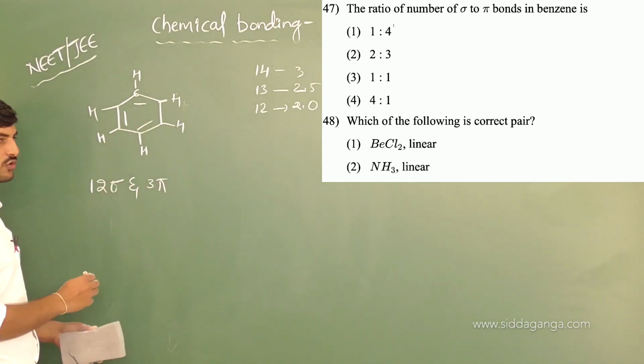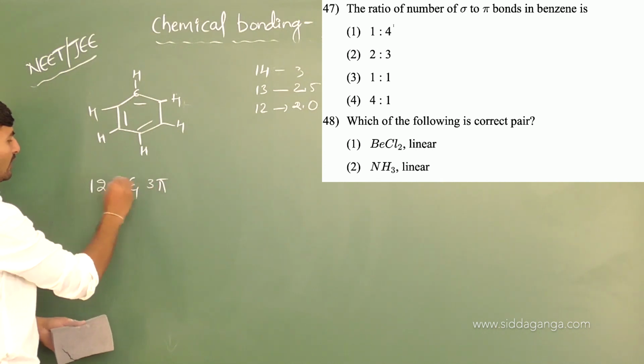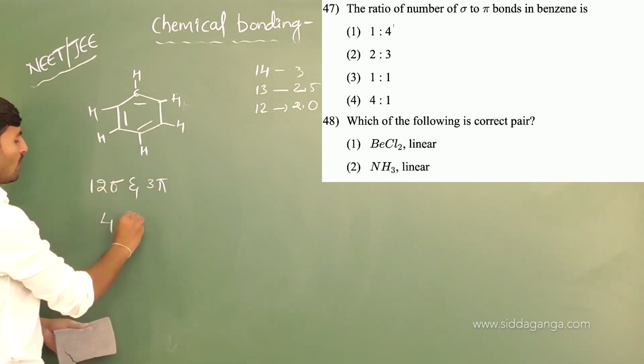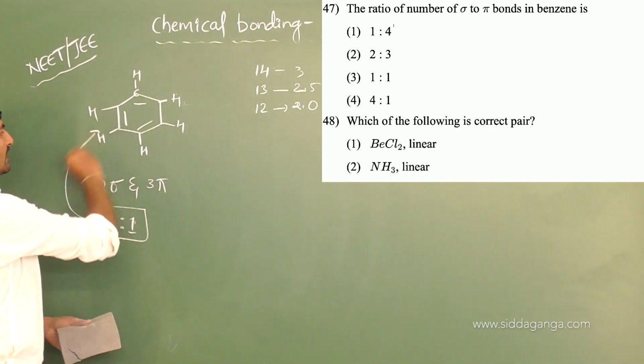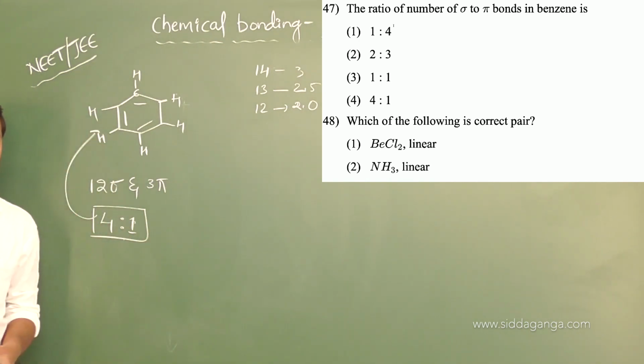What will be their ratio? Okay, 3 ones are 3, 3 fours are 12, so 4:1 will be the ratio of sigma bonds and pi bonds present in the molecule benzene. Which is the correct option here?